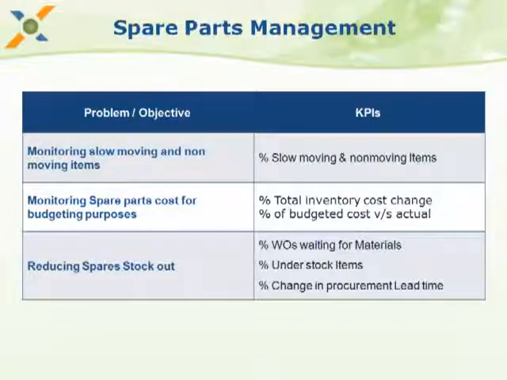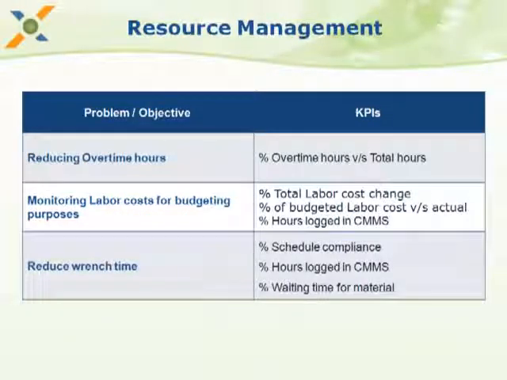In resources, most of us have resources as one of the most expensive elements within the total maintenance cost. So obviously we want to reduce overtime hours, so we can monitor this. Labor cost from budgeting purposes, similar to spare parts, we can look at the percentage total labor cost change as well as budgeted versus actual. We also want to see how many hours are logged within CMMS versus actual hours in time and attendance system.